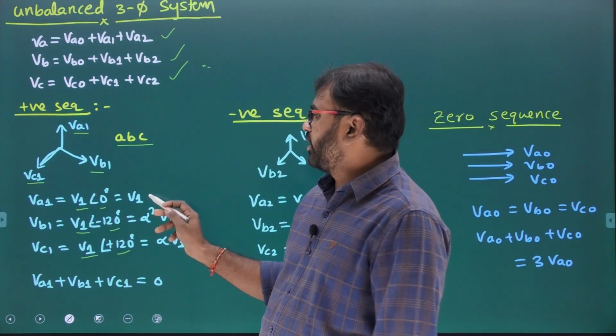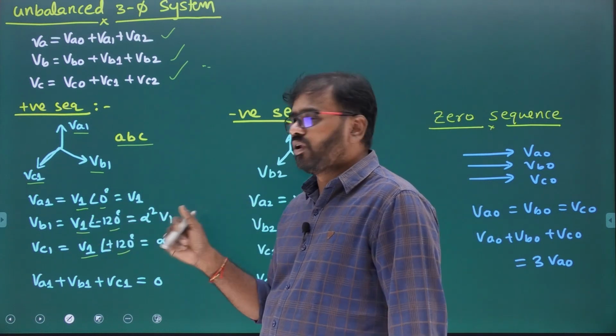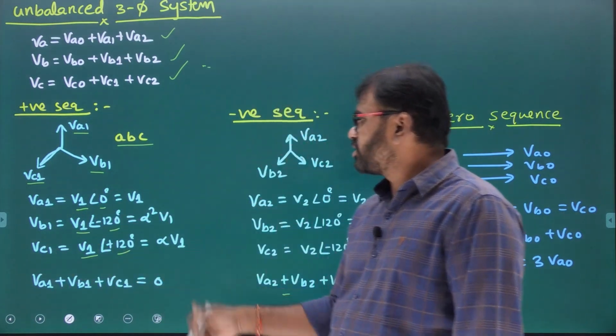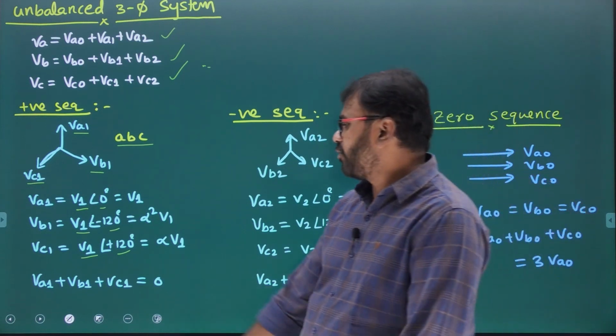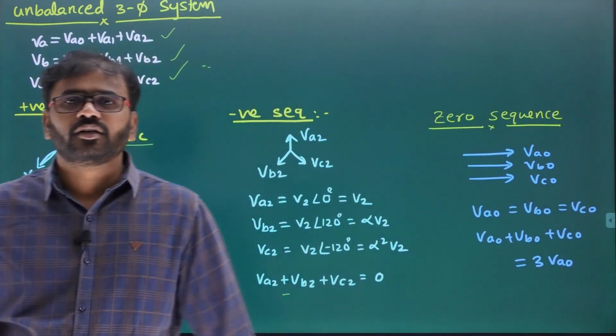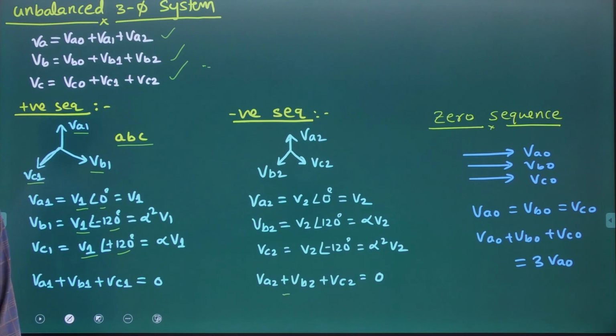So VA1 we can write as V1, VB1 we can write as alpha square V1, VC1 we can write as alpha V1. So if we add VA1, VB1 and VC1, that is definitely equal to 0.